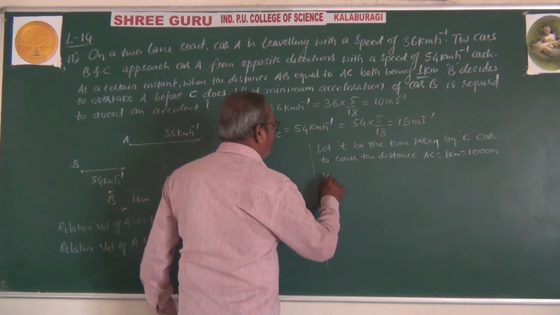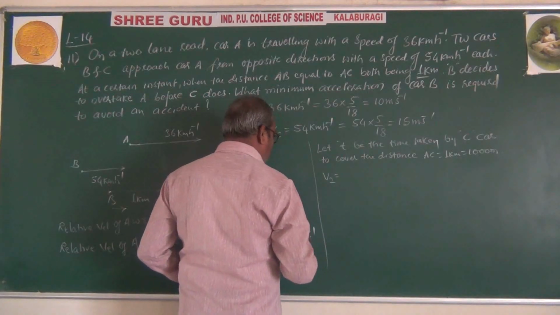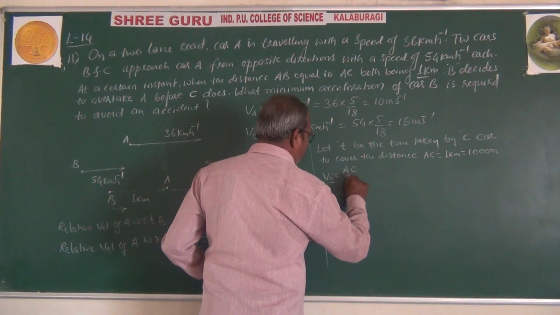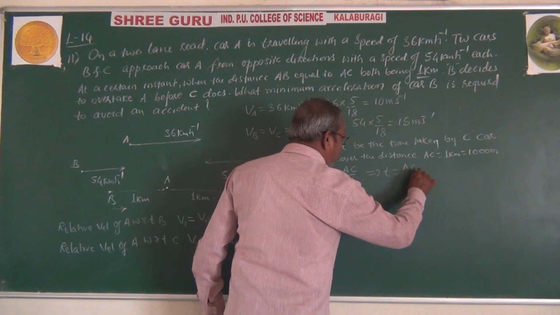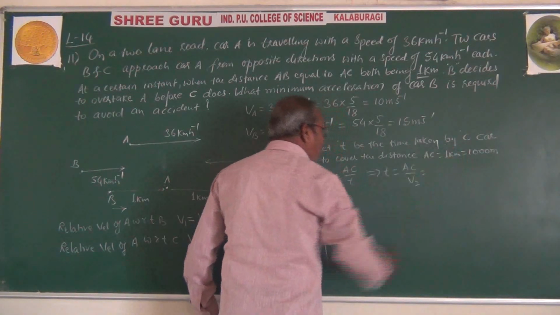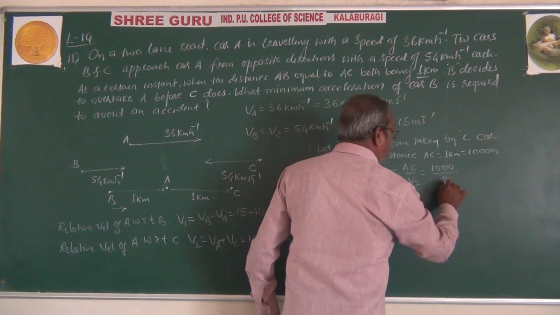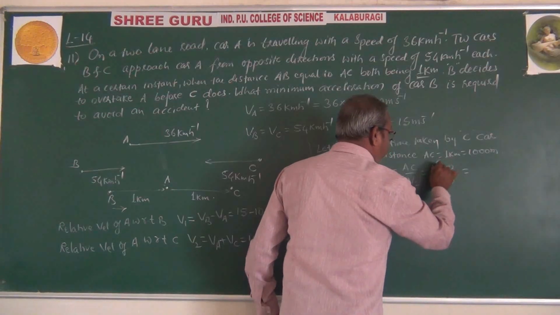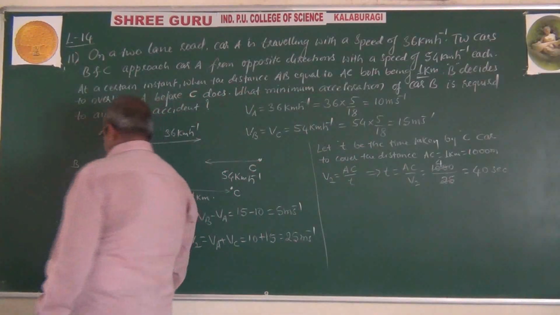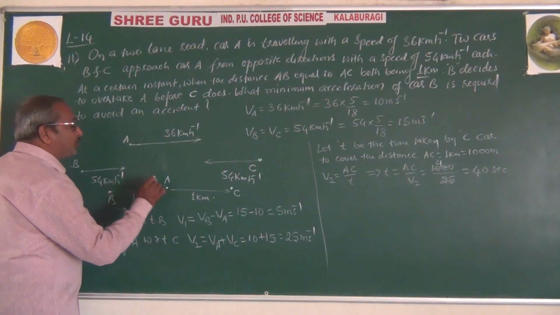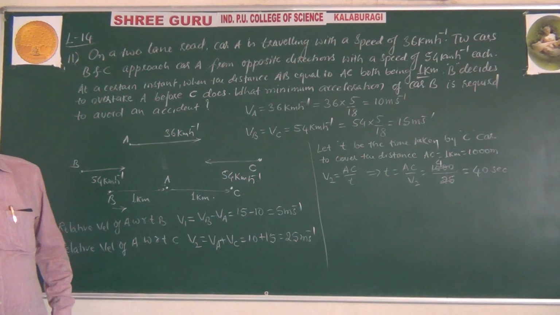So the relative velocity we have is V2, and V2 is equal to the distance AC divided by time. This implies T equals AC divided by V2, which is 1000 meters divided by V2, that is 25 on 4. That means 40 seconds. So the car C reaches the point A after a time of 40 seconds.